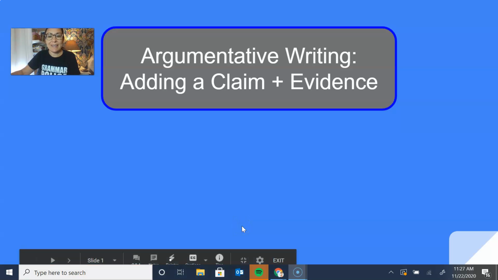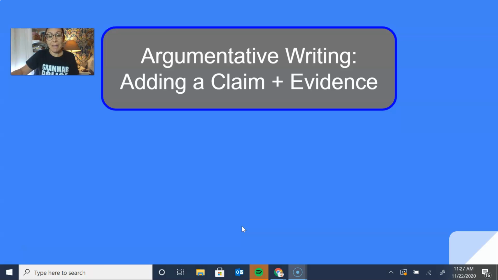Hello, writers. This is a tutorial on how to add a claim and then evidence to your argumentative writing.